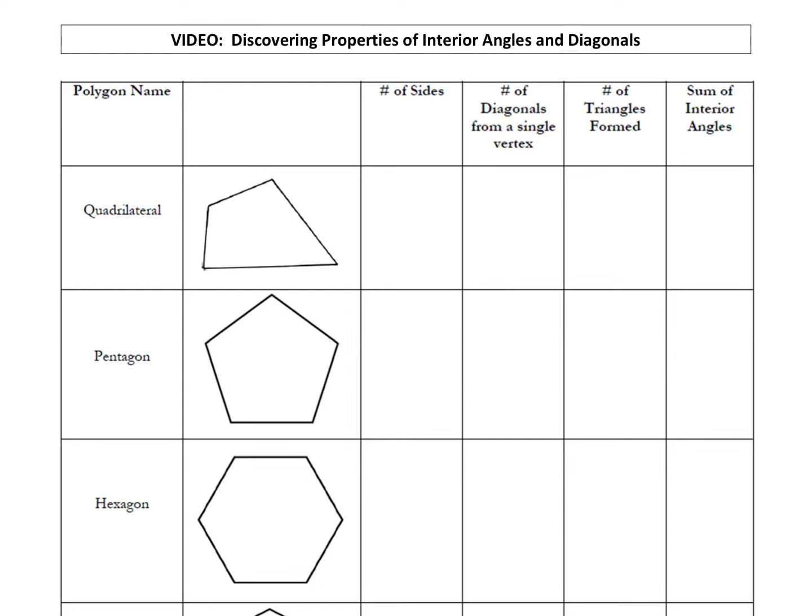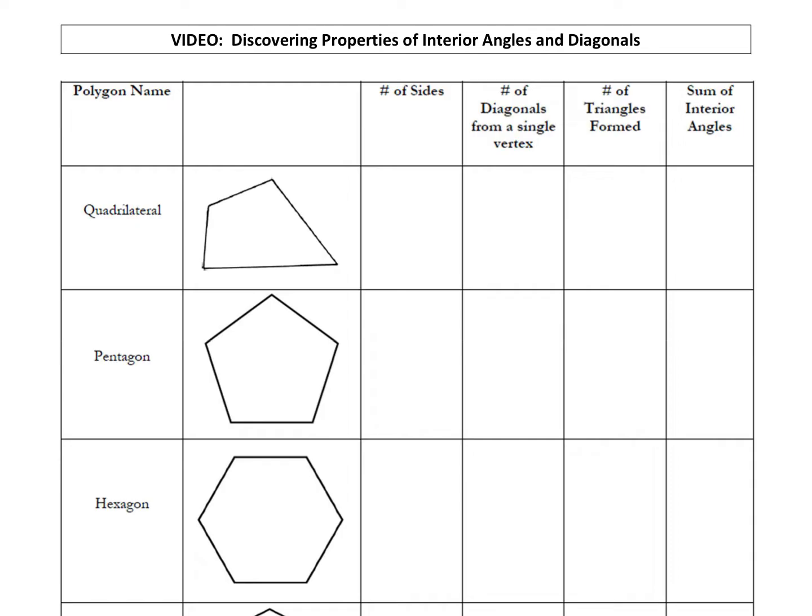All right, in our first example, we are going to just fill in a couple charts, work on some vocab, kind of discover some patterns of things. So let's get started. We've got our first polygon, which is a quadrilateral. Here's a picture of a quadrilateral. So what can we determine about it?